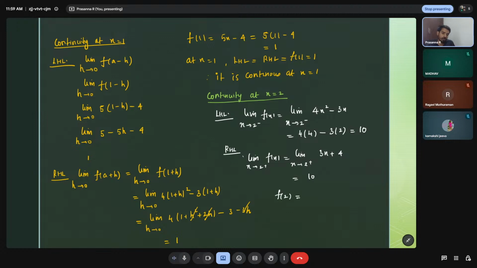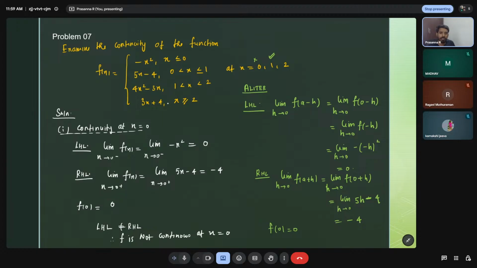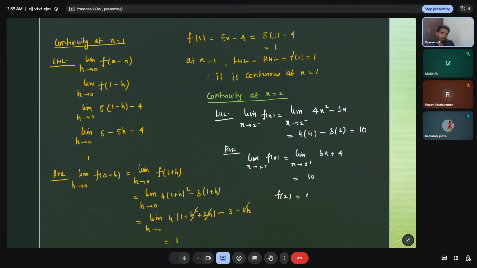Now function value at 2. 2 is included here only. So 3 into 2 plus 4, which is again 10. So f is continuous. f is continuous at x is equal to 2 because your LHL, RHL and the function value all are equal. Therefore, it is continuous at 2, right?